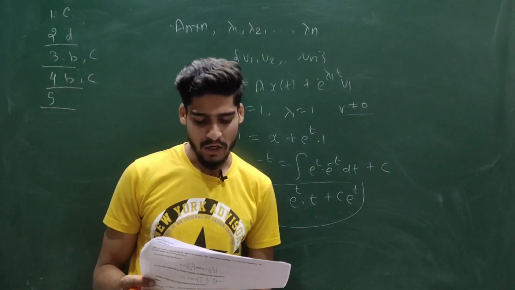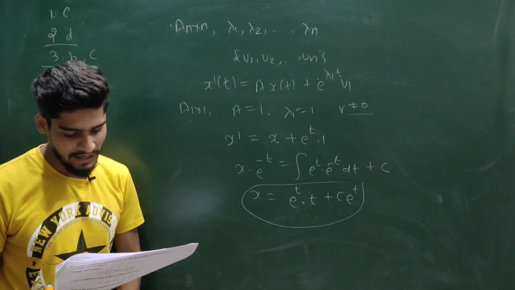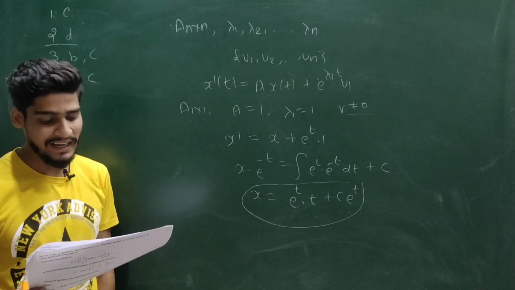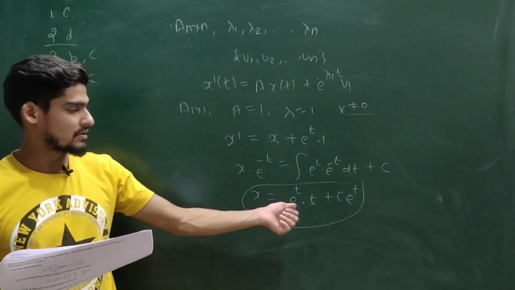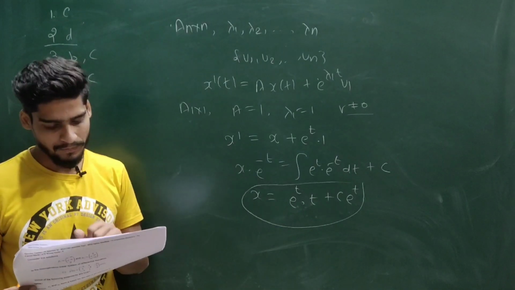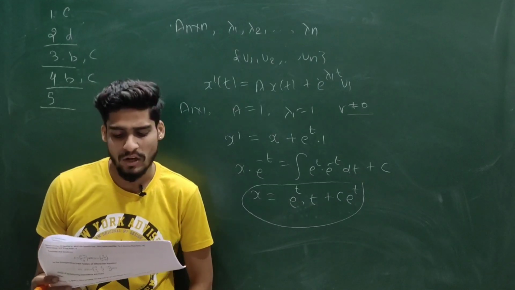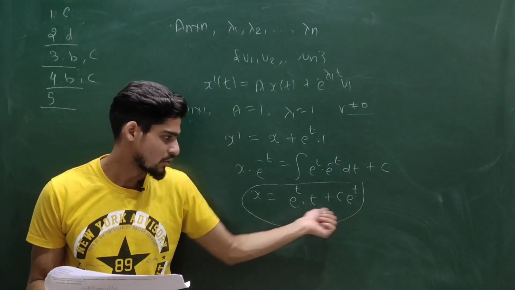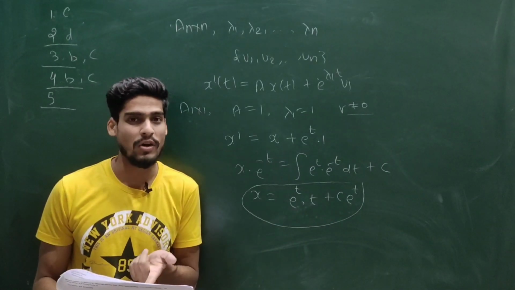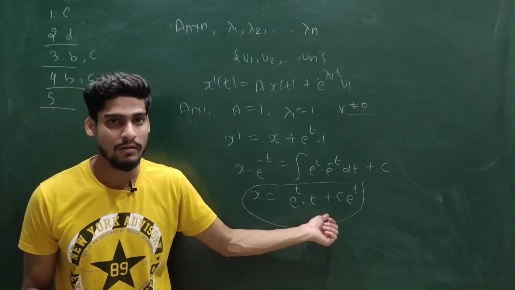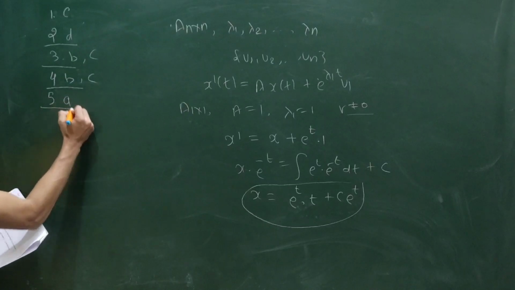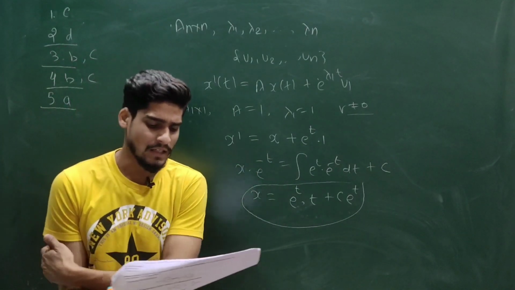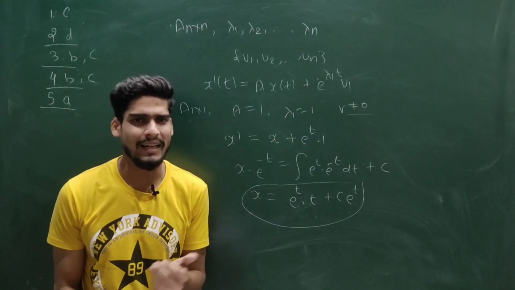Option B has a solution of the format e power lambda 1 t a for some vector a in Rn. Sorry, option A is correct because option A says it does not have a solution of the format e power lambda 1 t a. You will not have a solution because your solution is of this format. Because if it is true for n by n, then it should be true for 1 by 1. So A is correct. This is just on your intuition. If A is correct, then B cannot be correct.